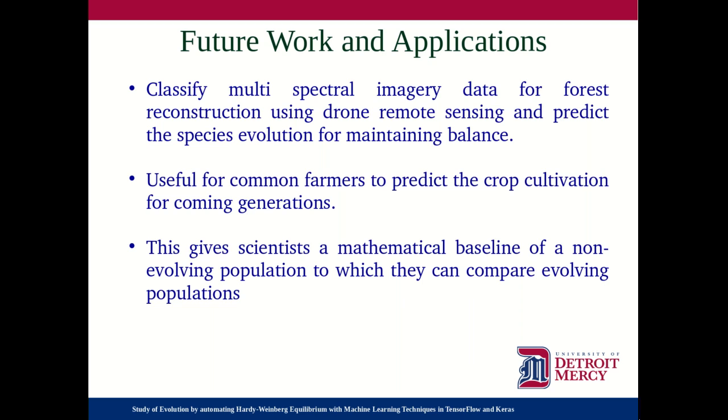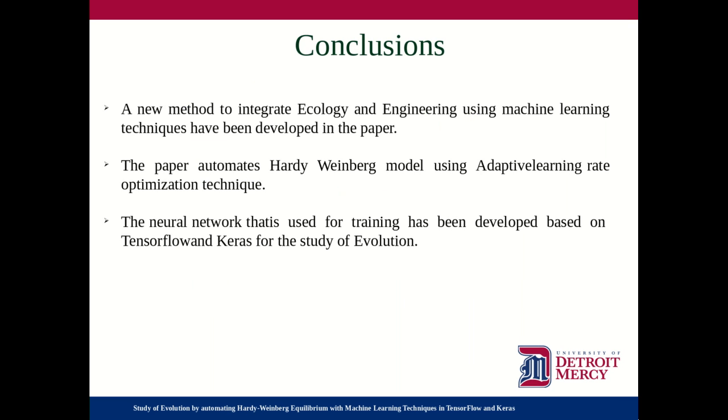Now let us go through the future work and application. This automation basically helps to classify multispectral imagery data for forest reconstruction using drone remote sensing, and this helps to predict the species evolution for maintaining the ecological balance. This automation is also useful for common people and farmers to predict the crop cultivation for the upcoming generations. This automation also gives scientists a mathematical baseline of a non-evolving population to which they can compare evolving populations.